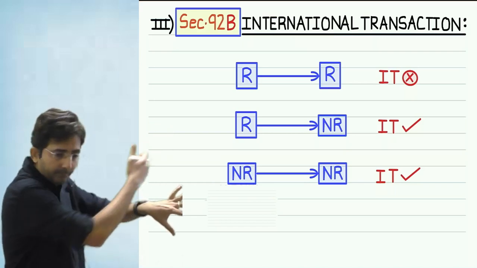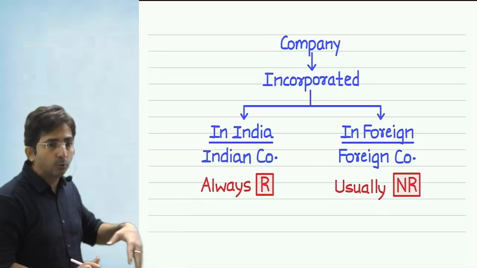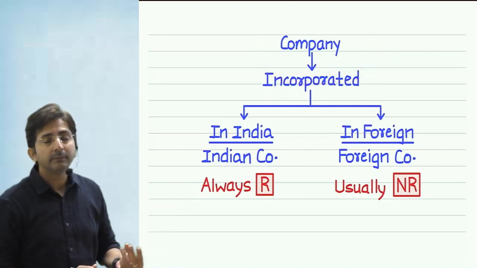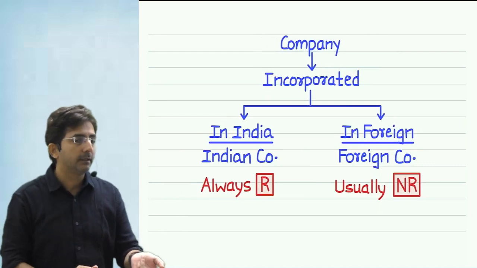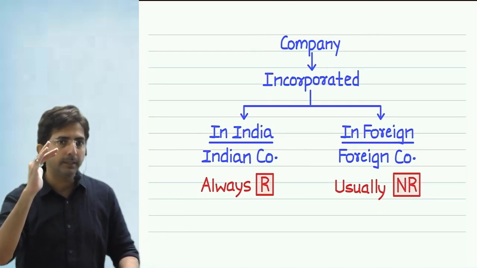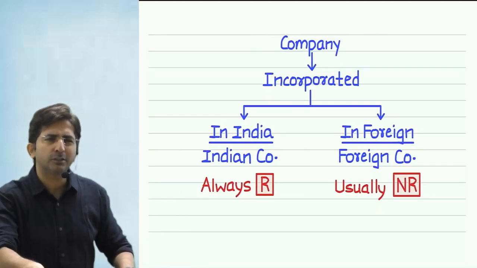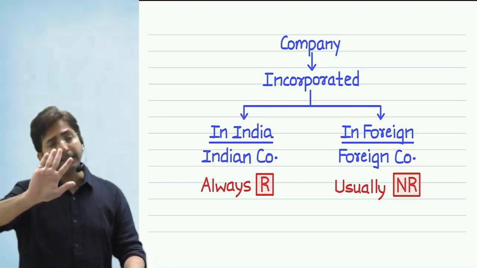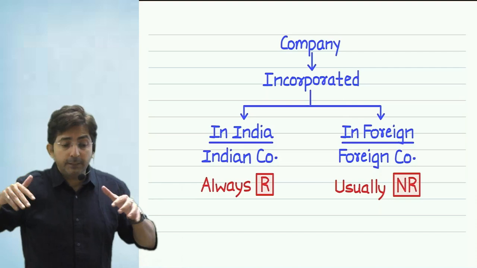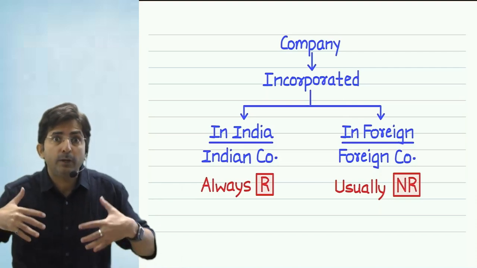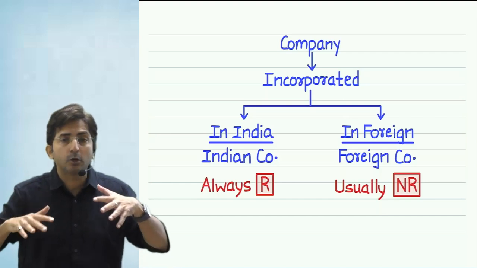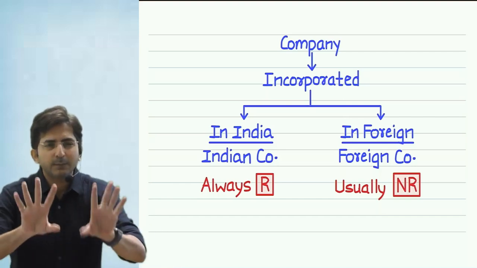Look at the screen. One brief idea as to how companies are decided whether they are resident or non-resident. You know why I'm bothered about a company? Because for individuals, you have studied very well in CA Inter that an individual will be resident if he stays in India for 182 days or more. Remember that staying in India for 182 days or more, you become a resident. But that is for individuals.